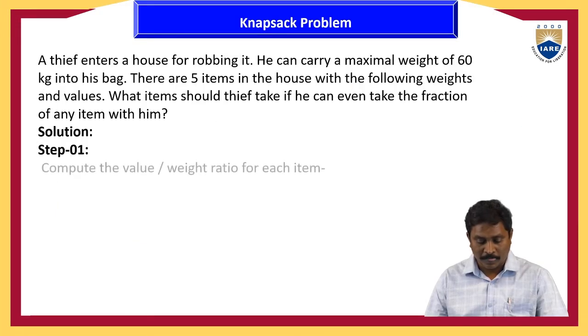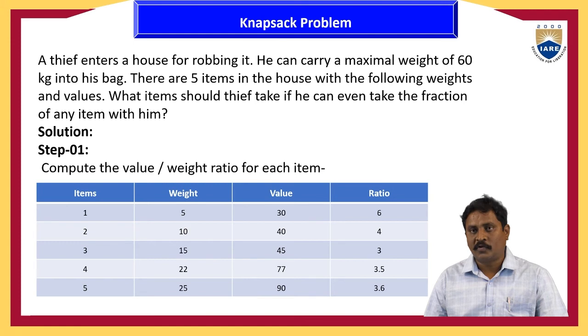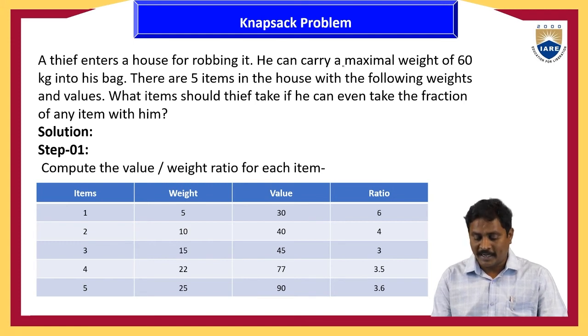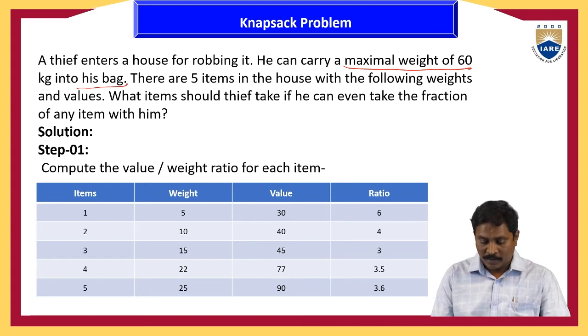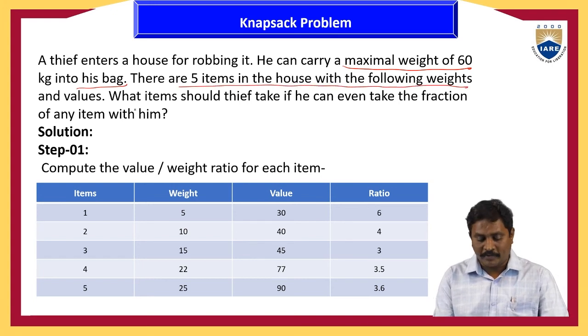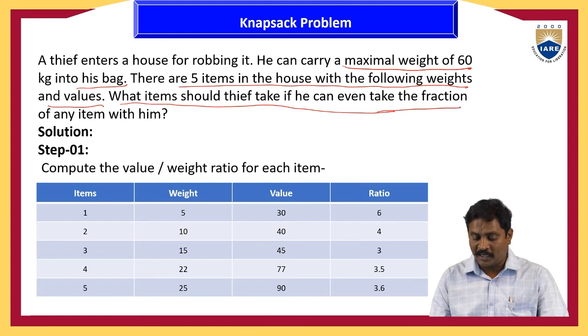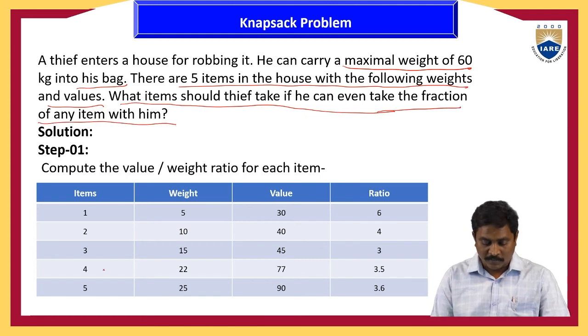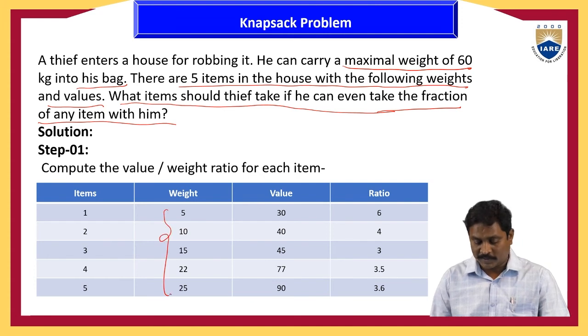Next, another problem. A thief enters a house for robbing it. He can carry a maximal weight of 60 kilos in the bag. There are 5 items in the house with the following weights and values. What items should the thief take if he can even take a fraction of any item with him? Here 5 items are given, their weights and profit values are given, and the maximum capacity value is 60.